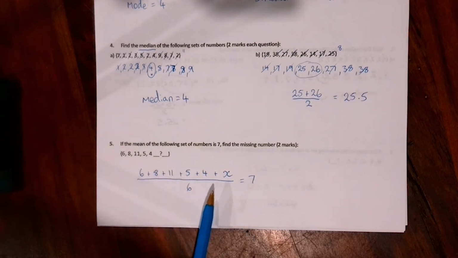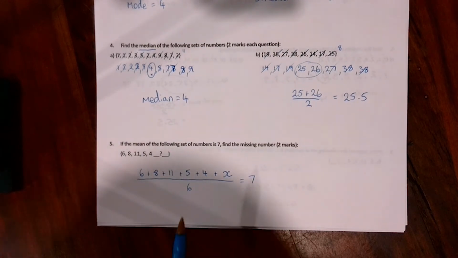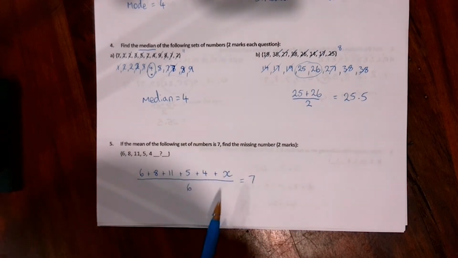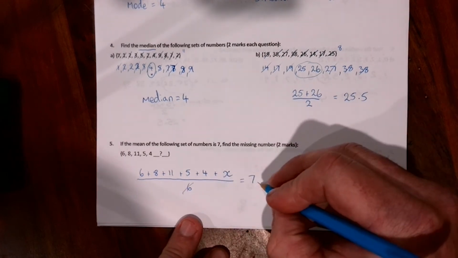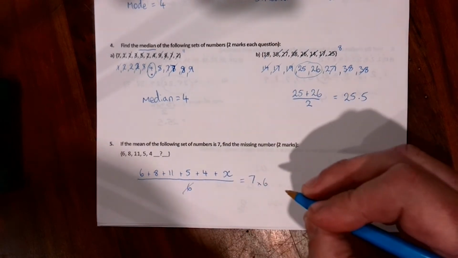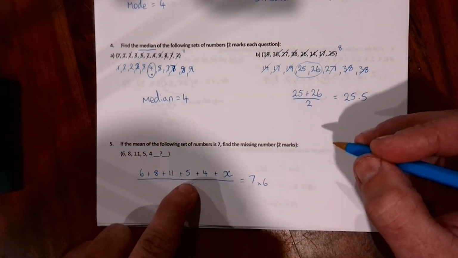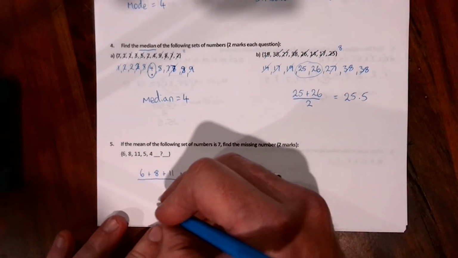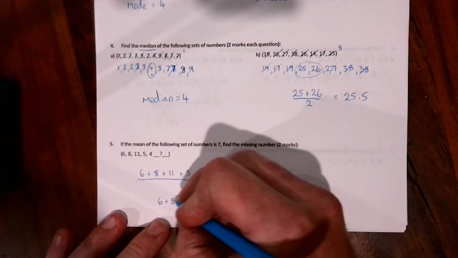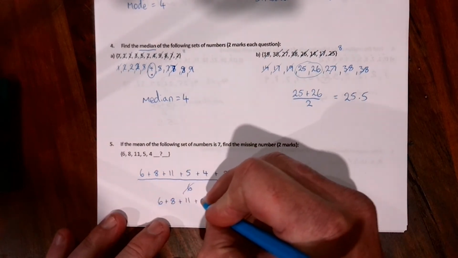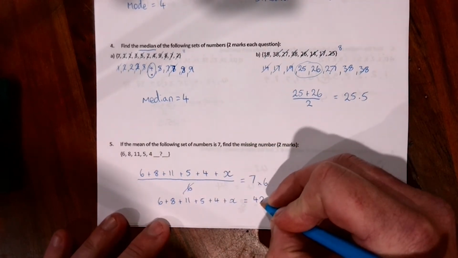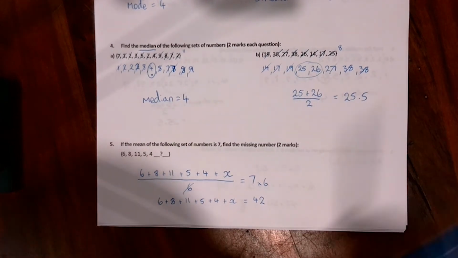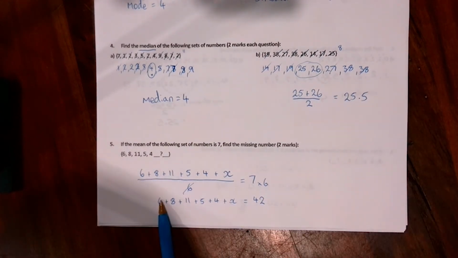Now, later on we're going to learn how to use the balance method. And that means that you will be able to use that to answer this, but you haven't learned that yet. So we have to think about this a different way. This makes it too complicated. So if I just make this number 6 times bigger, then I don't need to worry about dividing by 6. So really what I've got now is my scores that I know equaling 42.